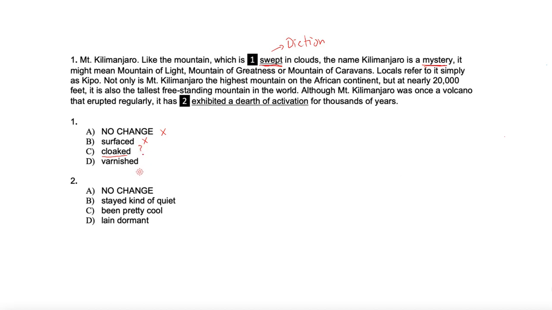It definitely makes sense. Varnished in clouds. No, this definitely again does not make sense, because varnish is used for material things like paints and other stuff. So C is definitely the right option.